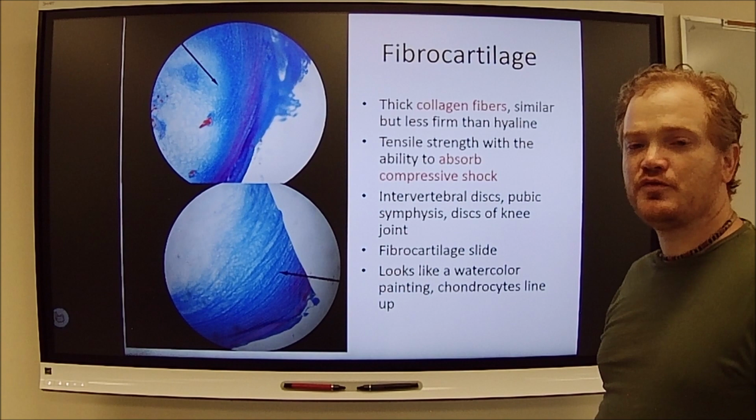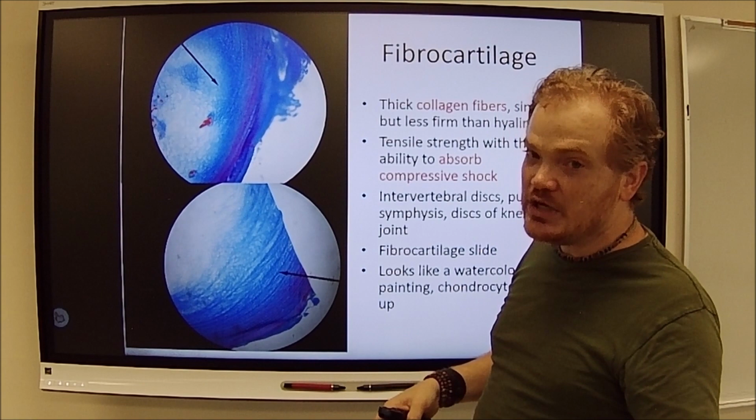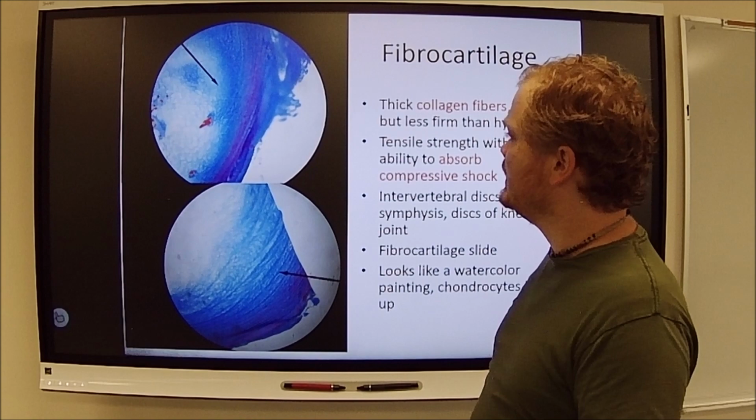Fibrocartilage. So fibrocartilage makes up your intervertebral discs, and the way you identify fibrocartilage, to be honest, number one, it's always blue. I've never seen non-blue fibrocartilage. But two, it's got like a jelly interior, and then the outer surface is like dense regular connective tissue.